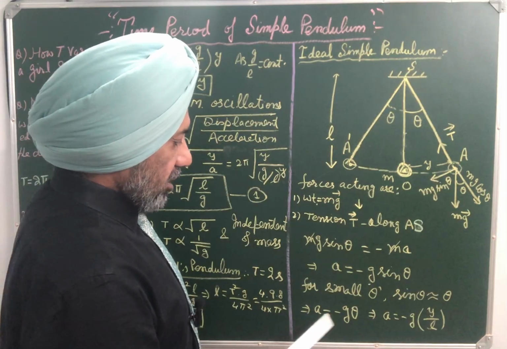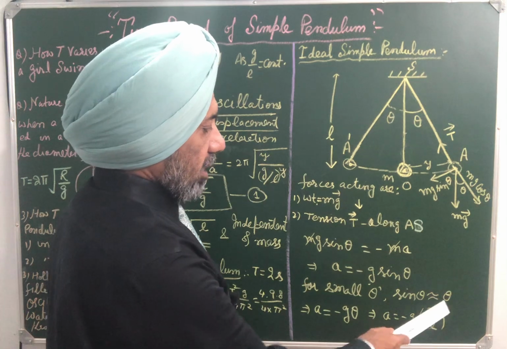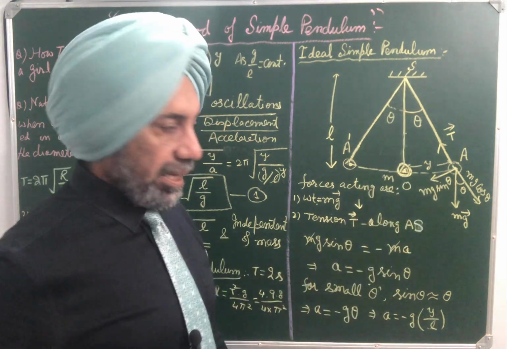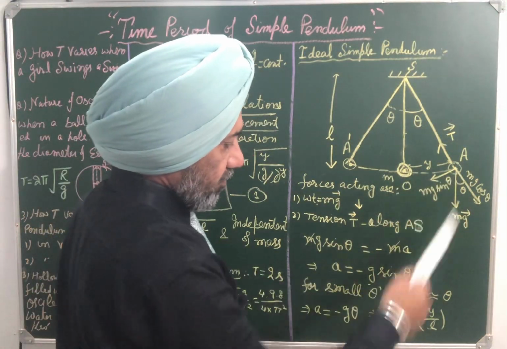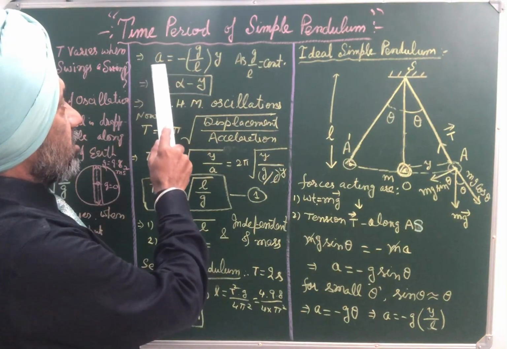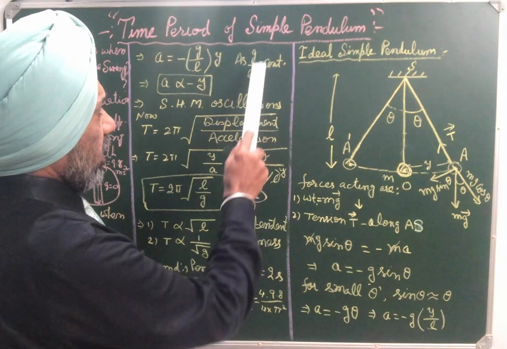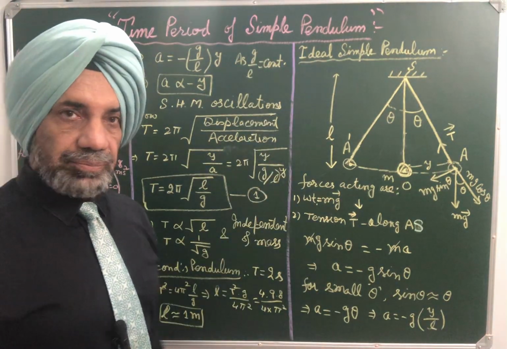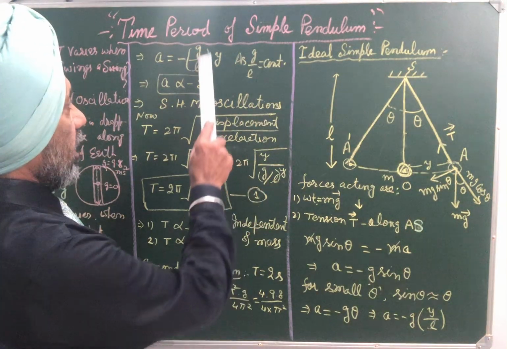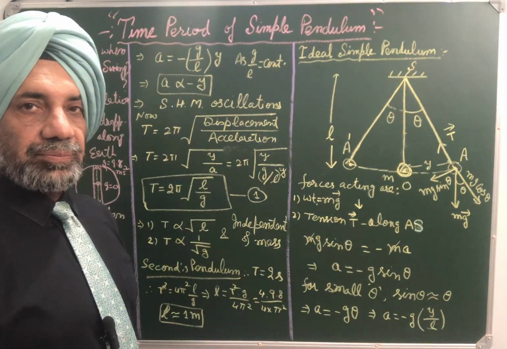Then a is equal to minus g theta. Theta is arc over radius. L is the length, which is the radius of this small arc. So theta will be y upon L. So a comes out to be a is equal to minus g upon L into y. Now since g upon L is constant for a given simple pendulum, and at a given place g is constant, a is directly proportional to minus y.